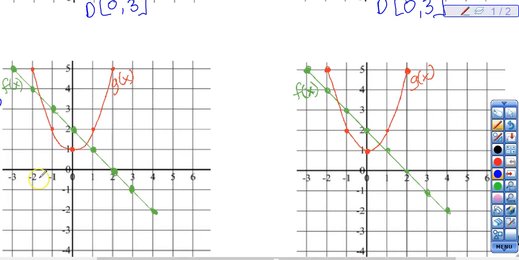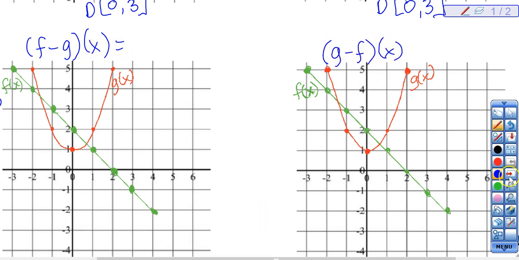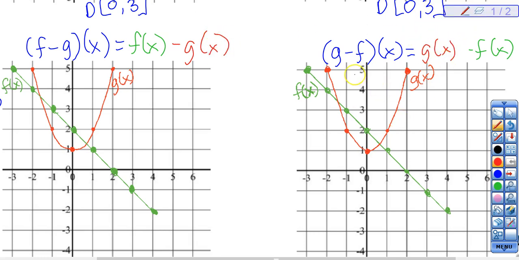So here we go. We're going to do subtraction both times. This first one, we're going to do the combo f of x minus g of x. And this one over here, we're going to do g minus f of x. So there's my blue. And then I'm going to just go ahead and mark both of them. So this one's going to be f of x minus g of x, and this one's going to be g of x minus f of x. So there we have those. You might get ahead of me if you're really starting to get this, and that's okay.